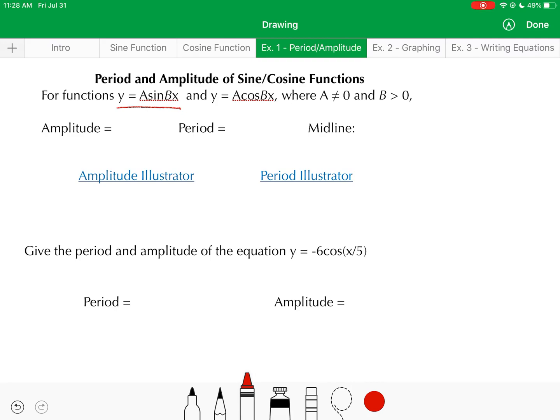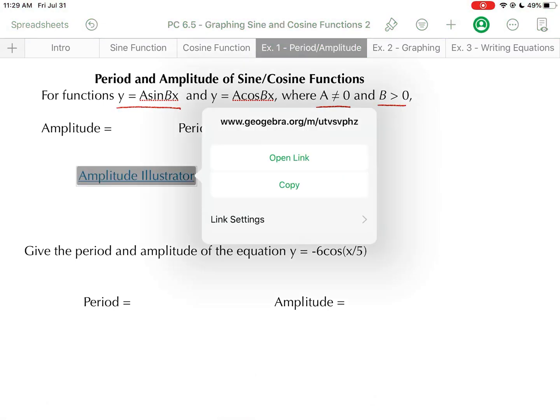Now notice we have some stipulations on the values of a and b here. A can't equal 0, and b has to be greater than 0 right now, okay? These values are going to affect both the amplitude and the period of your function, okay? So let's start by looking at amplitude. I'm going to illustrate this.